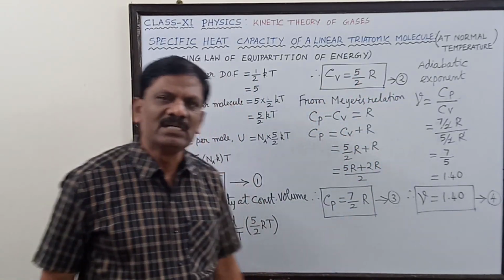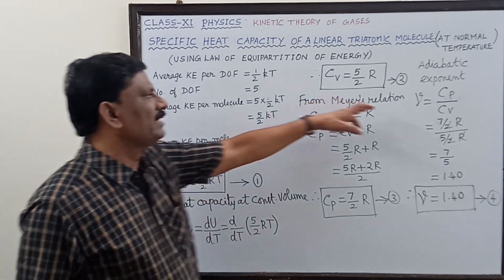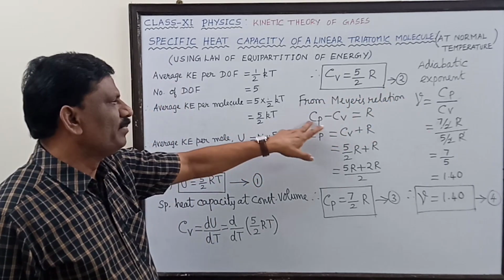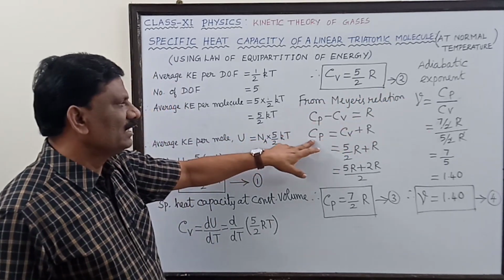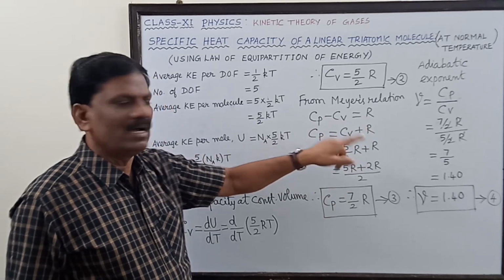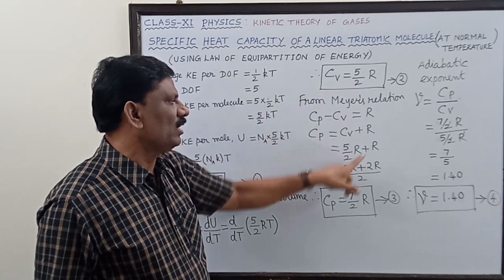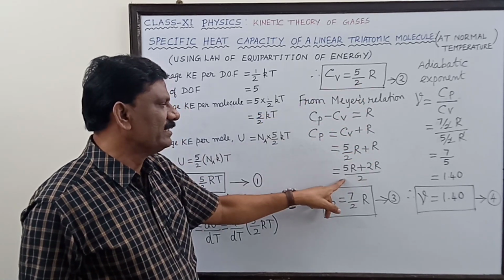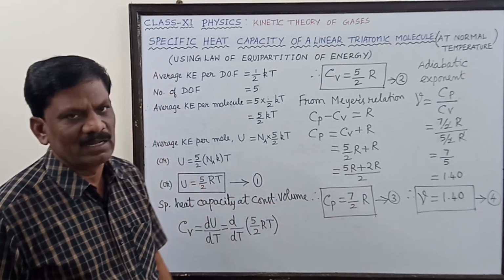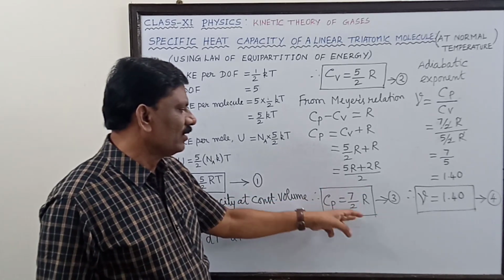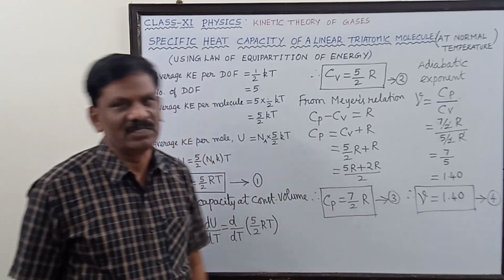This is equation 2. Then from Mayer's relation, as usual, Cp minus Cv equals R, or Cp equals Cv plus R, that is equal to 5 by 2 R plus R. Taking LCM, it is equal to 7 by 2 R. Therefore Cp equals 7 by 2 R is the third equation.